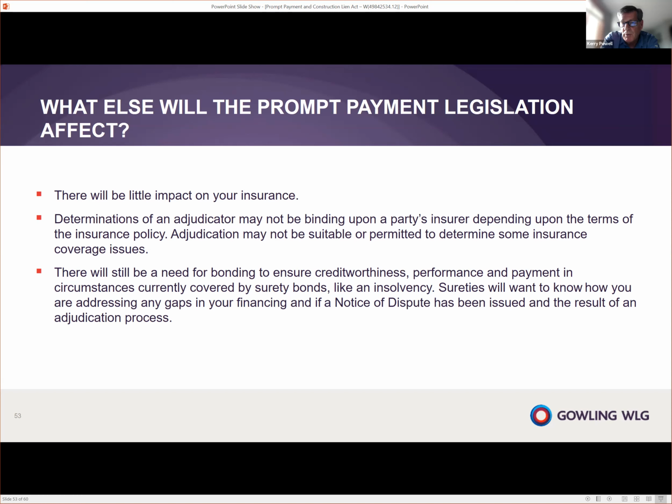Sureties will want to know about how you're addressing the gaps in financing, and they'll also want to know about notices of dispute that have been issued and the results from those adjudication processes. It's not clear yet whether sureties will be bound by the adjudication process because they're not mentioned in the legislation, but one would assume that they would be if they're taking over the position of a defaulting subcontractor or contractor.